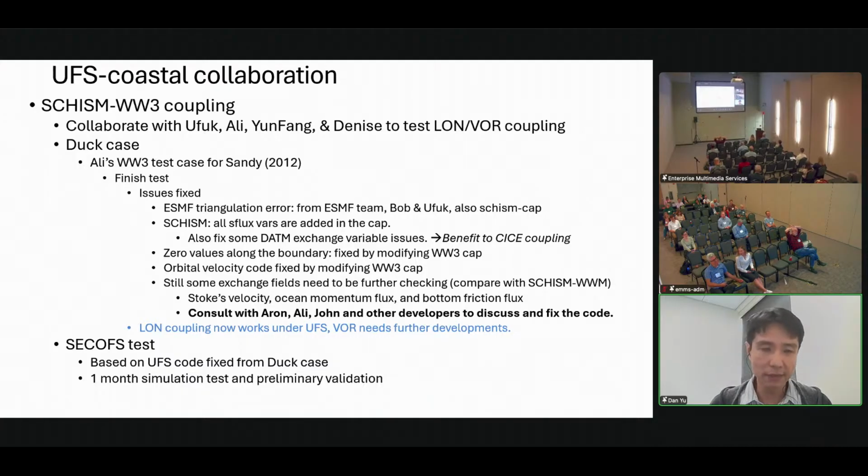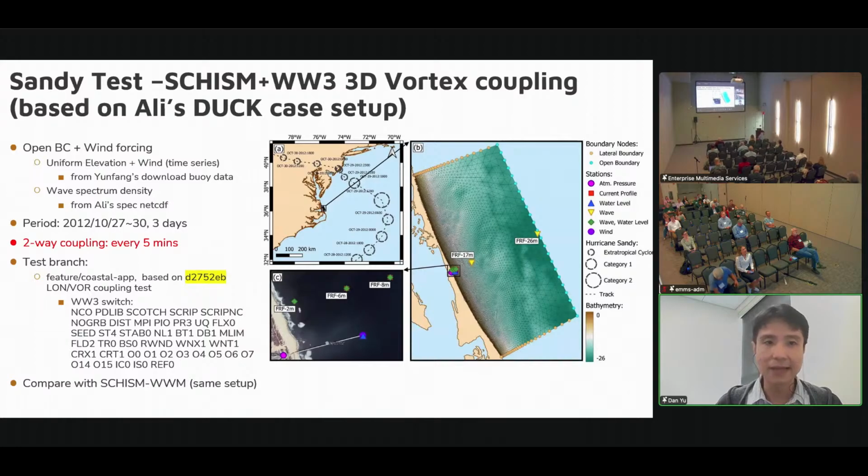After we finish this smaller test case, the Duck case, we apply it to the CCOPS domain, just like the presentation just gave, and we do a 1 month simulation test and check its result. So we put the elevation and wind here, and for the wave boundary, we put a spectrum density, and only simulate 3 days, and we do two-way coupling.